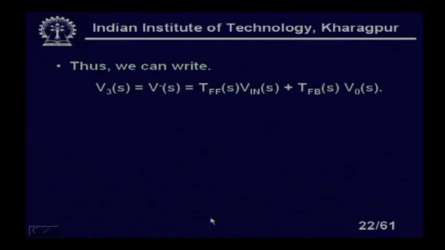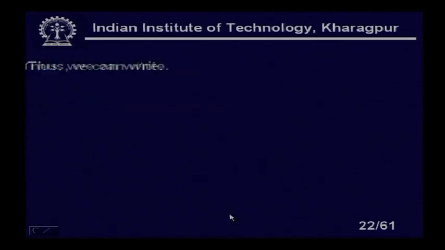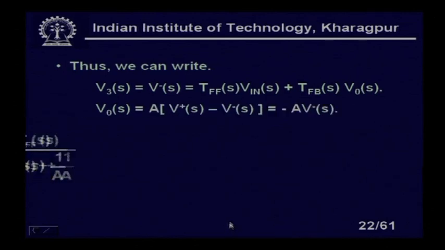Now, we can write here also, as before, V3(s) equal to V minus (s), which is 0 obviously... no, it is not 0, because it is a negative feedback topology. V plus is 0, right. So, V3(s) equal to V minus (s) equal to T_FF(s) into V_in(s) plus T_FB(s) into V_0(s).